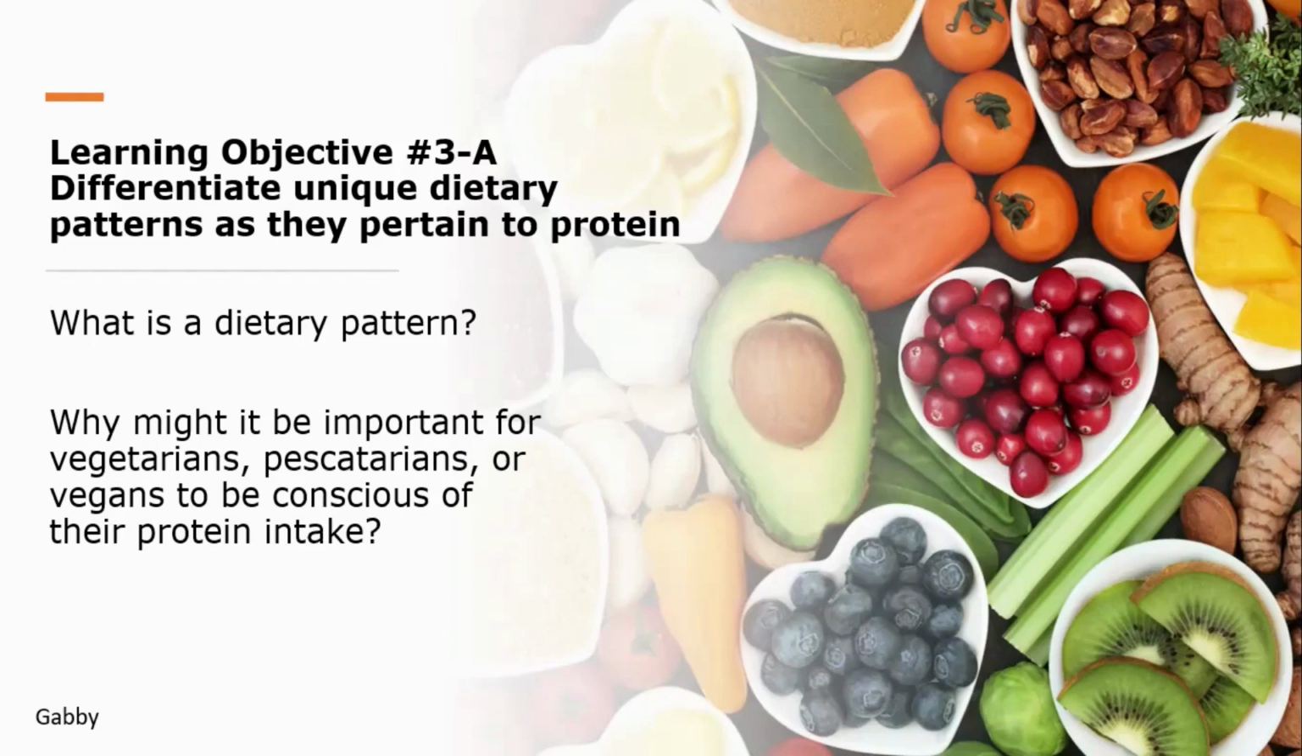So why might it be important for people like vegetarians, pescatarians, or vegans to be conscious of their protein intake in their specific dietary pattern? Not get the proteins from meat. That is true. Some of these dietary patterns don't include meat, and so you'll learn more as we go along.